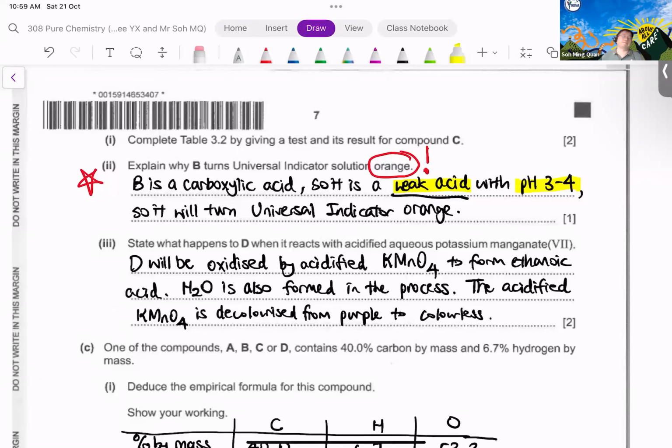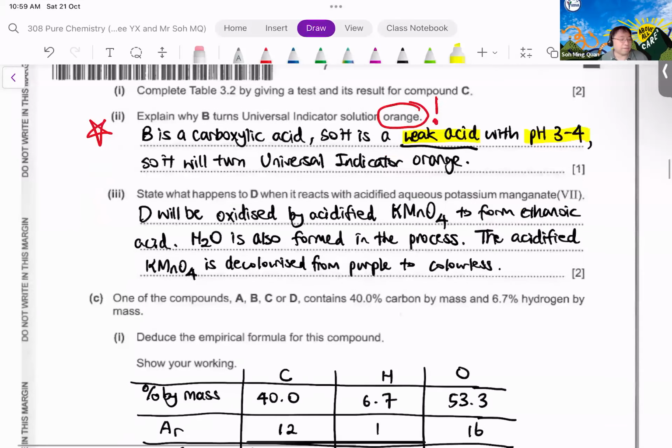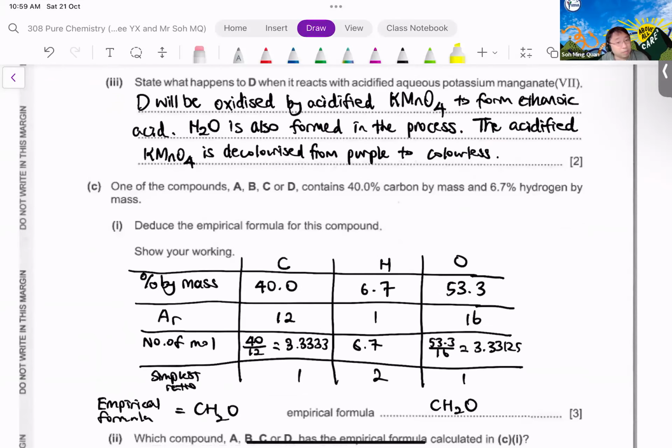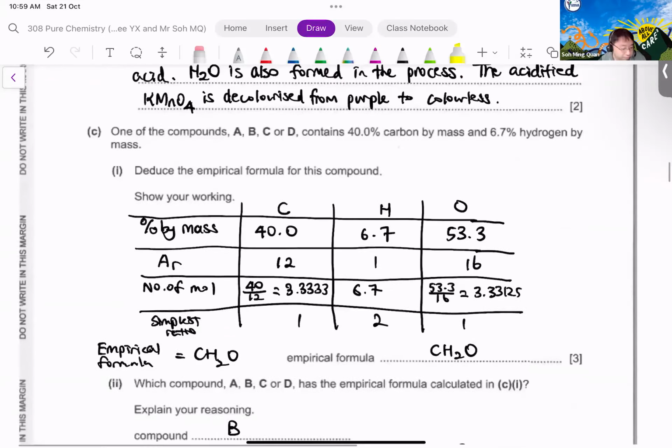All right. So up to this stage, you can see a few tricks are planted in a very simple question to actually see whether students pay attention to the words in a question. Okay. I think finally, the empirical formula is not difficult. I think most of you can deduce it is CH2O.